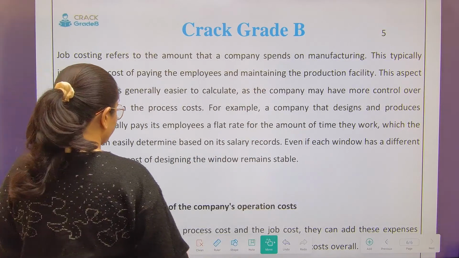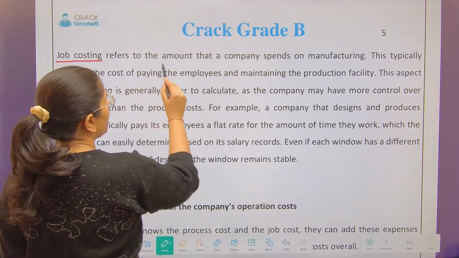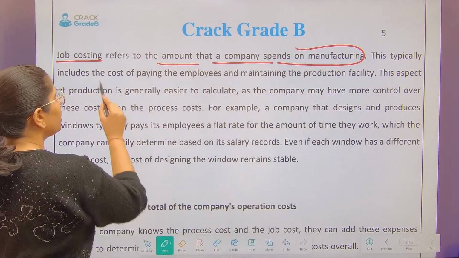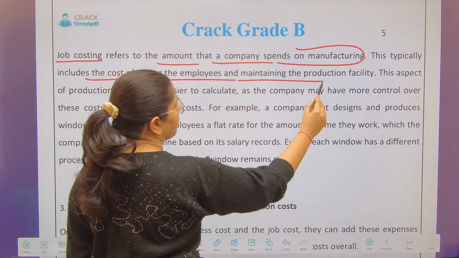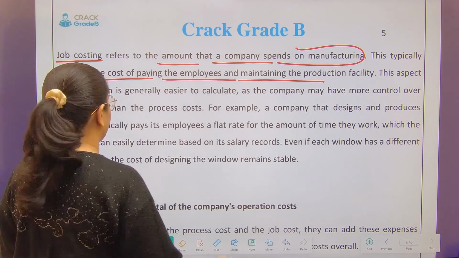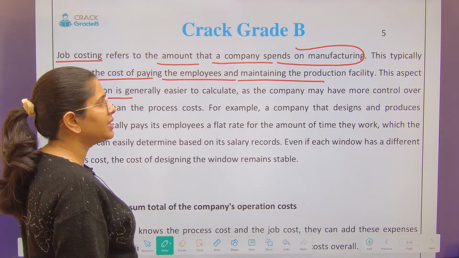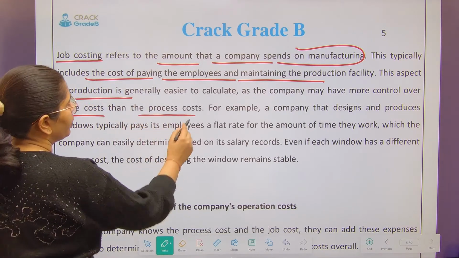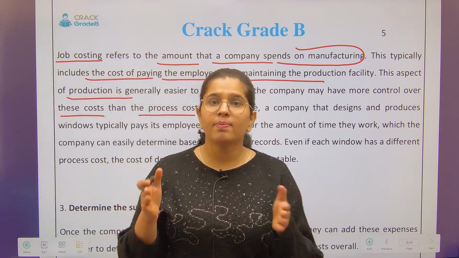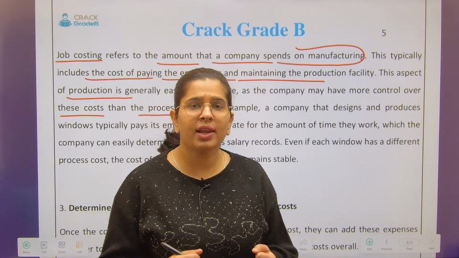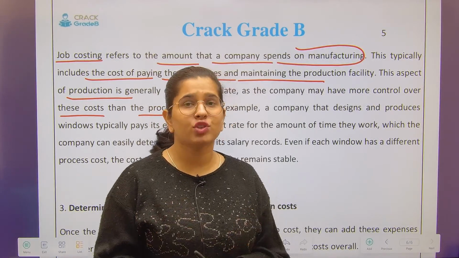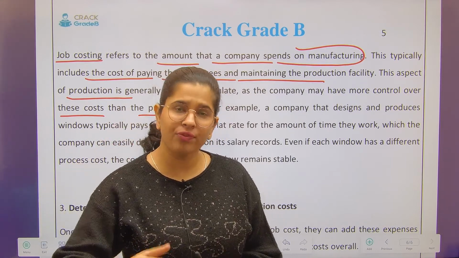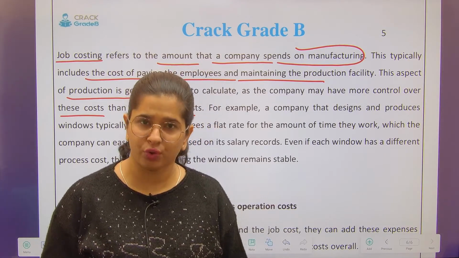See, job costing refers to the amount that a company spends on manufacturing. This typically includes the cost of paying the employee and maintaining the production facility. This aspect of production is generally easier to calculate because the company will have more control over these costs than the process cost. See, in process costing, we are doing mass production. So we'll be having limited control. But when I'm talking about job costing, when I'm talking about the additions that I'm making into the product, obviously I'm having control over it, right?